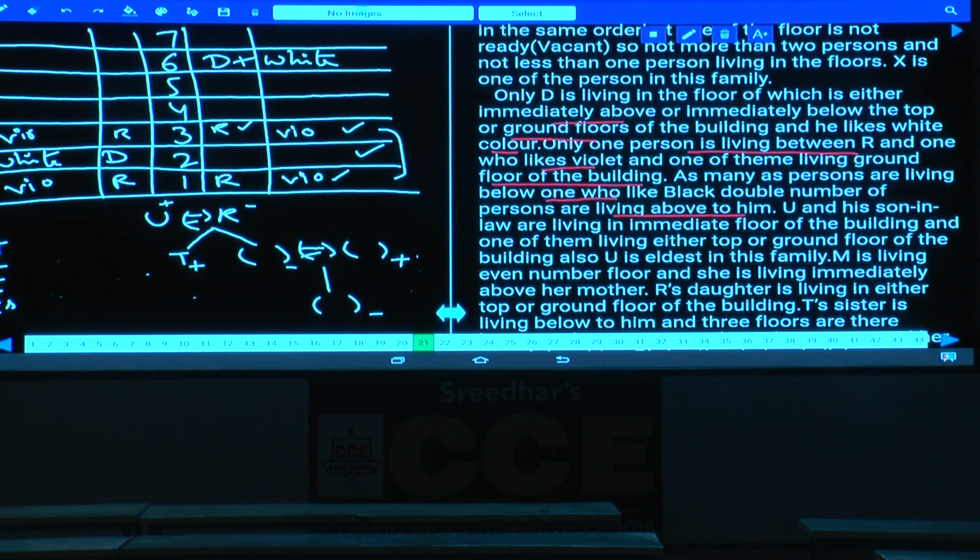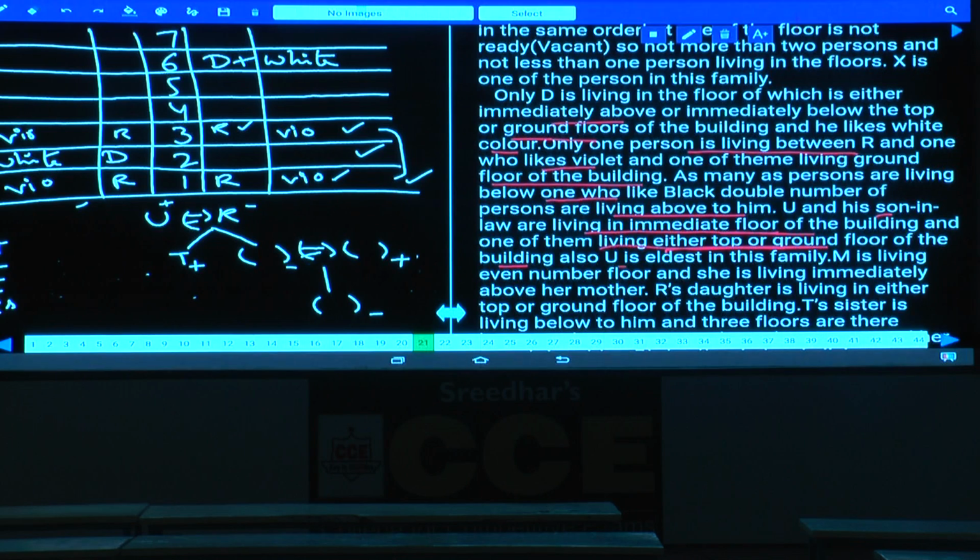U and his son-in-law are living on immediate floors of the building, and one of them is living either on the top or on the ground floor, isn't it? And so who is this one? U and his son-in-law. Then who can be the son-in-law here? Either on the top or the ground floor. Now here we have taken R on the ground floor in both the cases. As R is on the ground floor, U cannot be on the ground floor, isn't it? Hence U and his son-in-law are living on immediate floors of the building, and one of them is living either on the top or the ground floor of the building.